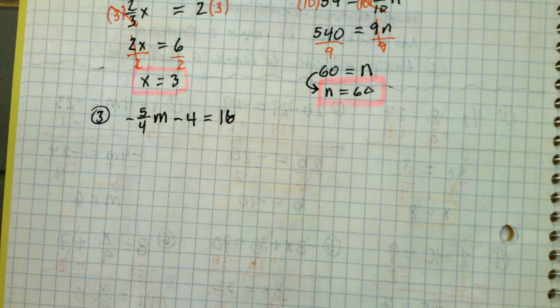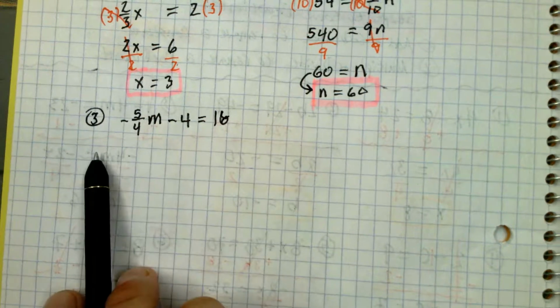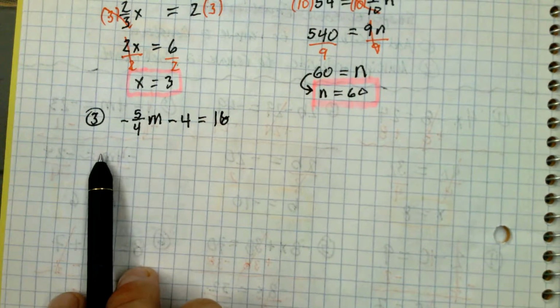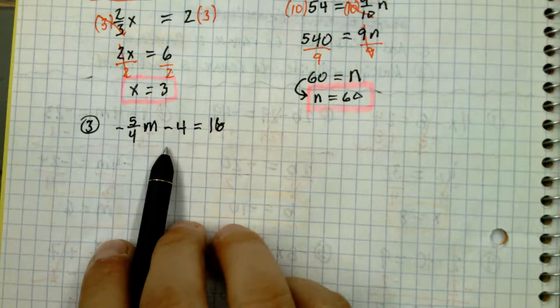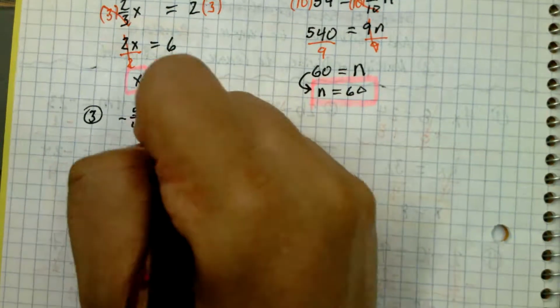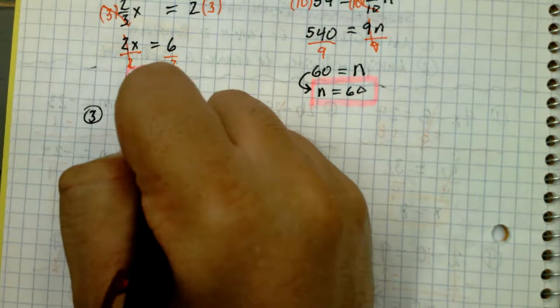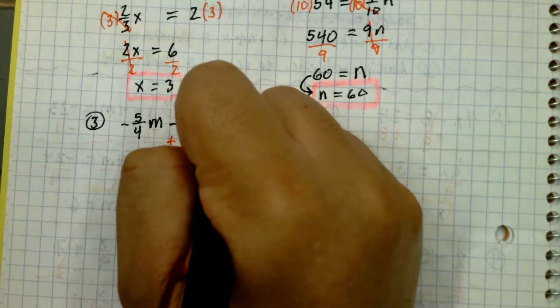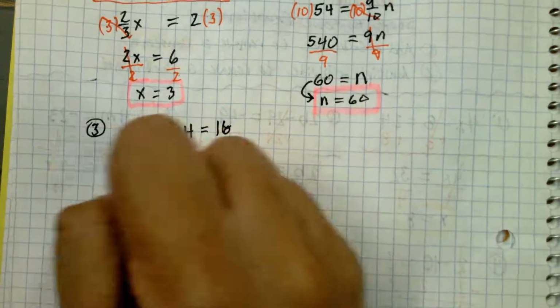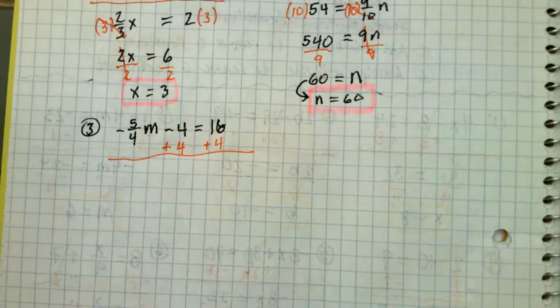Again, always scan over your equation and say, okay, here's my coefficient, here's my constant. Which number is my constant? 4. So 4 has got to go. And it's minus 4. You can think of it as negative 4. So just put the opposite. And we do that on both sides.